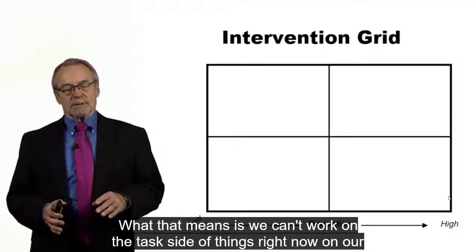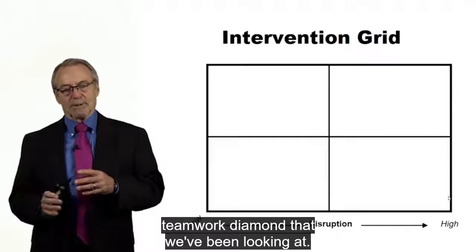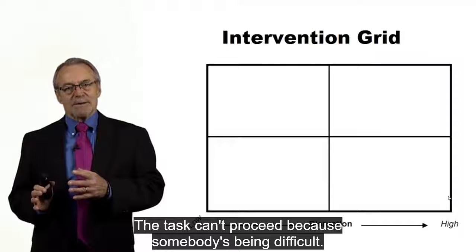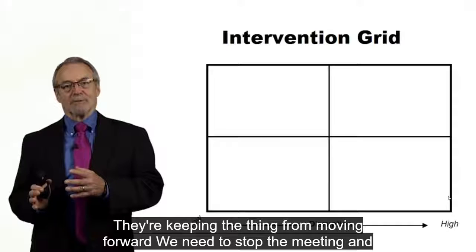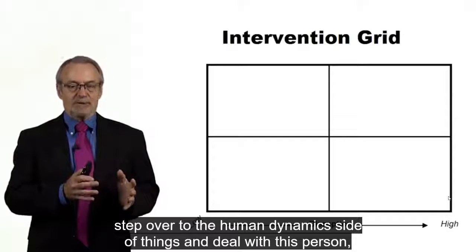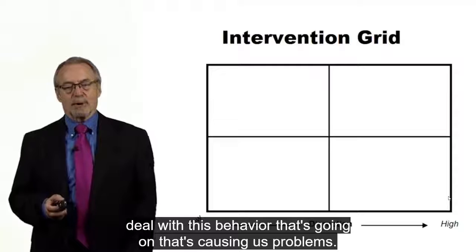What that means is we can't work on the task side of things right now on our teamwork diamond that we've been looking at. The task can't proceed because somebody's being difficult. They're keeping the thing from moving forward. We need to stop the meeting and step over to the human dynamics side of things and deal with this person, deal with this behavior that's causing us problems.